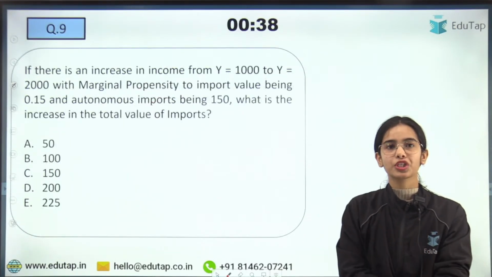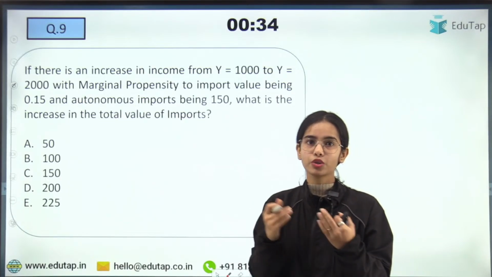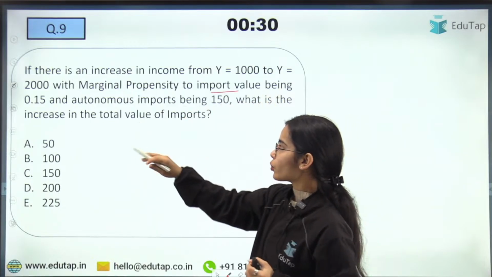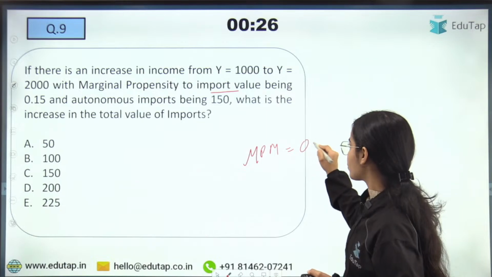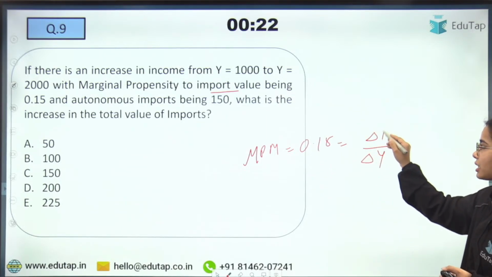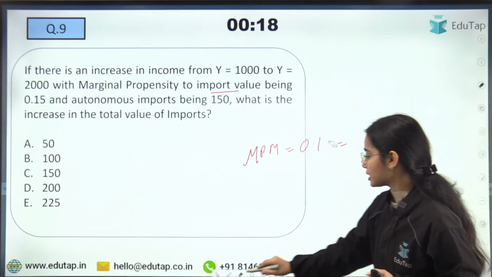Now coming to the next question, that if there is an increase in income from 1000 to 2000, the marginal propensity to import value is 0.15. So basically marginal propensity to import is 0.15. This shows that with the increase in income, there is increase in imports.